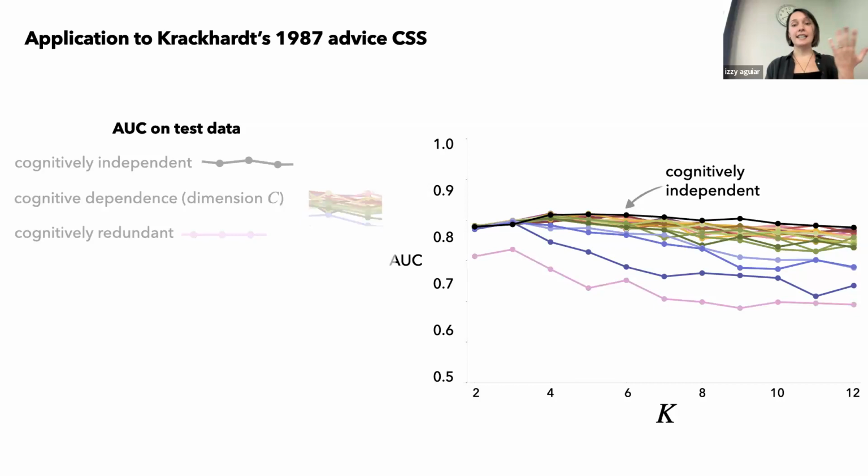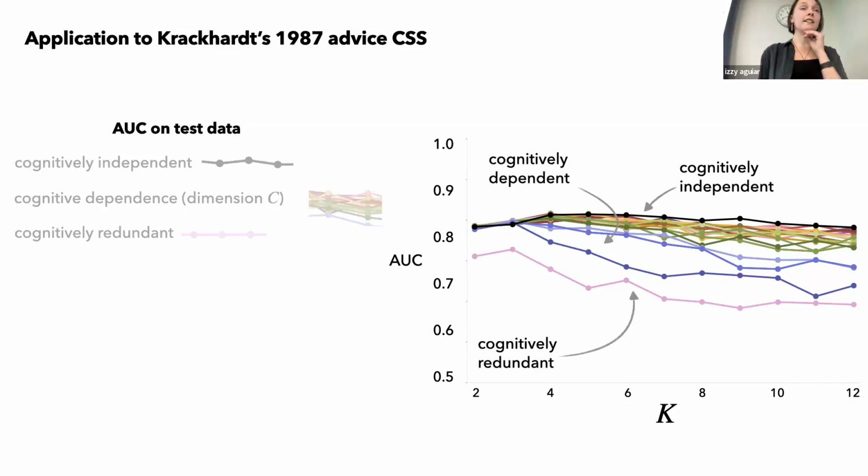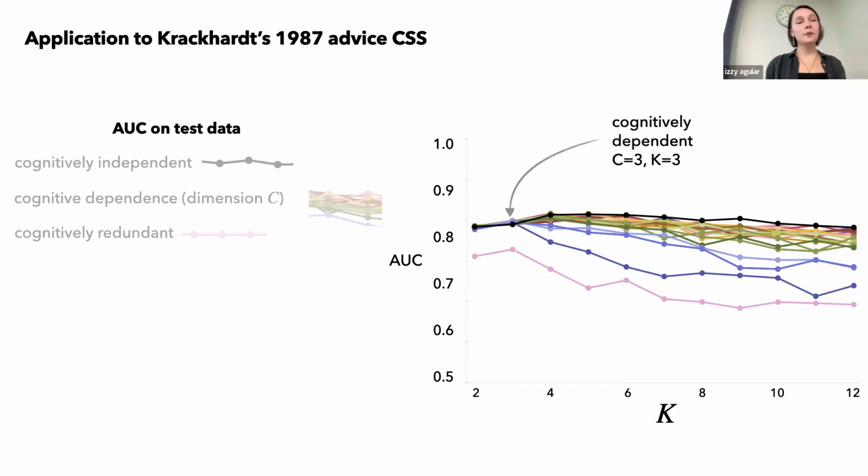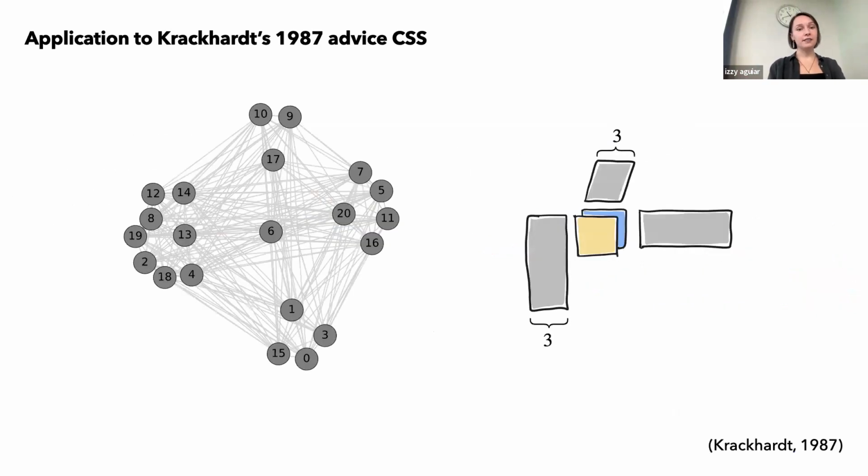So in doing so, we see that the cognitively independent performs just as well for most values of K. Cognitively dependent varies depending on K, but the cognitively redundant assumption always performs worse. Squinting a little bit and weighing the different parameter values, we decide to look into the non-negative Tucker decomposition that's identified when we assume K equals 3 and C equals 3 as well.